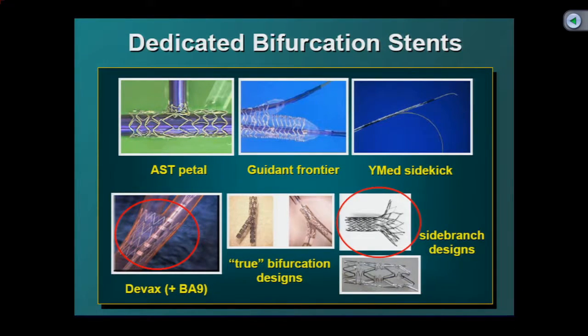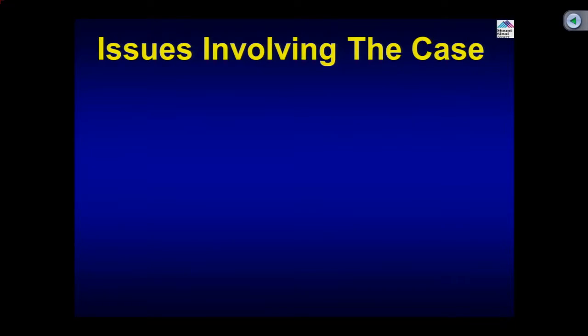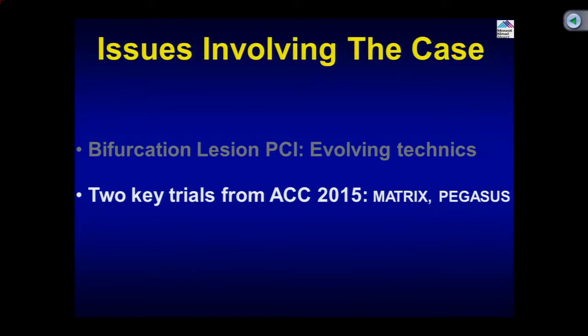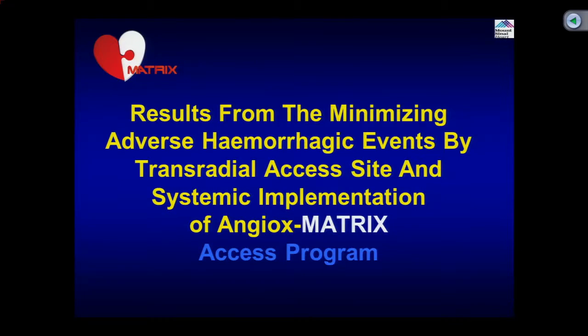Then of course the bifurcation stent will change this landscape, although we are still working on it. As you know, the Triton trial overall was negative, but the bifurcation stent is still undergoing major trials. Then the second issue, quickly, is the two key trials, MATRIX and PEGASUS.